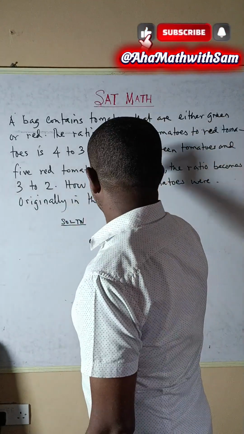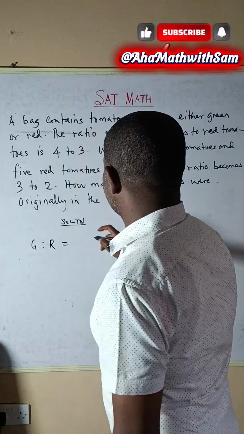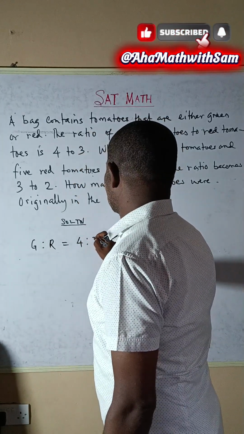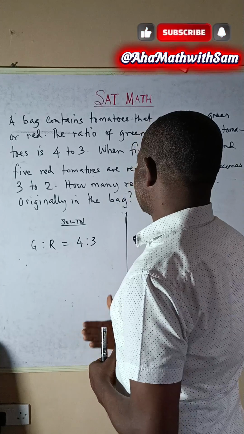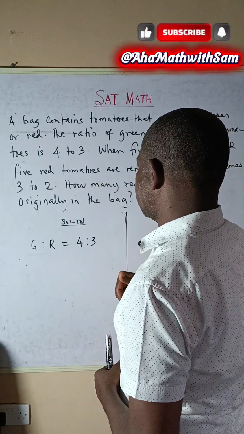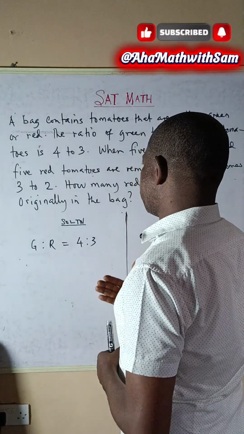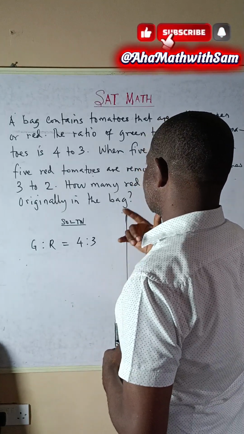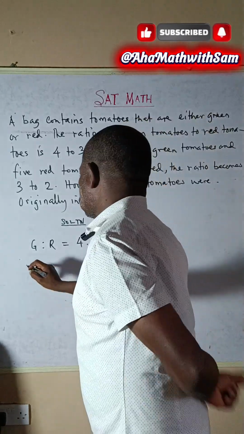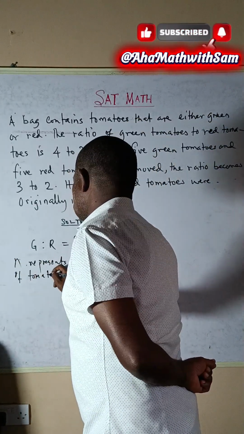The question says the ratio of green tomatoes to red tomatoes was originally 4:3. Before we can find the number of red tomatoes originally in the bag, we first need to find the total number of tomatoes in the bag originally. Let's represent that total number of tomatoes with the letter N. So N represents the total number of tomatoes.